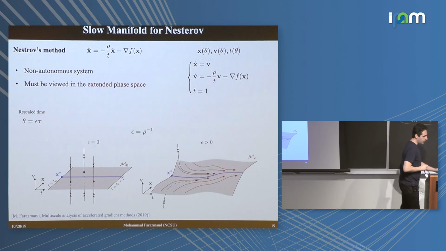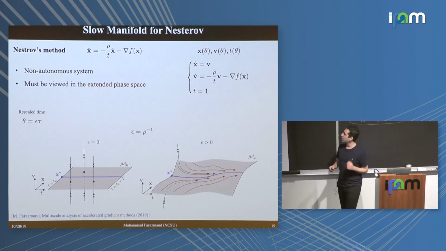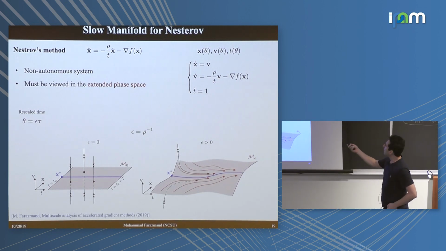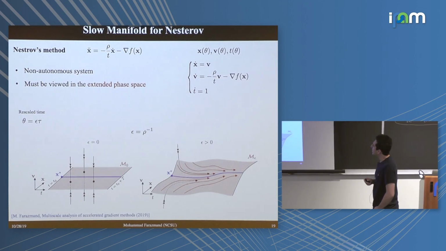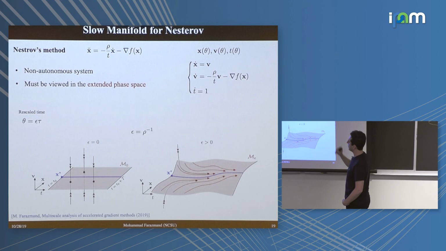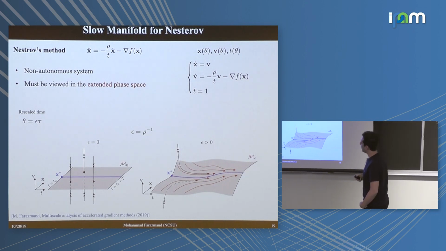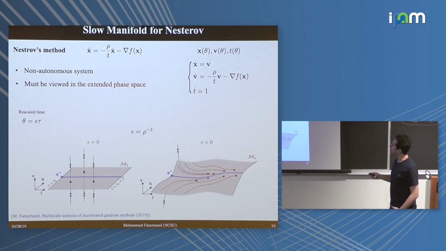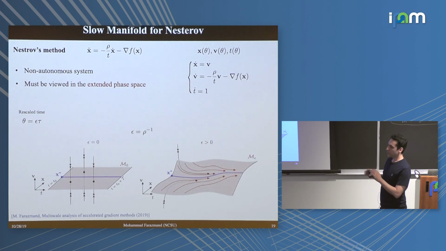Let me say a few things about, I think I have time, good. A few things about Nesterov's method. As I mentioned, it's a little bit more complicated. You have a singularity at t equals 0. As I said, this is integrable, so it really doesn't bother you that much. But the problem is that the geometric singular perturbation theory, at least in the original versions of it developed by Fenichel, was not set up to handle non-autonomous systems, but there are extensions of it for non-autonomous systems that were developed later on.